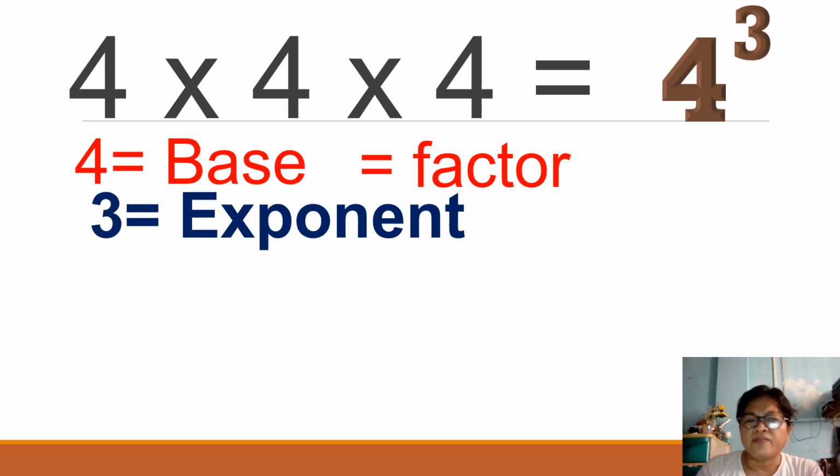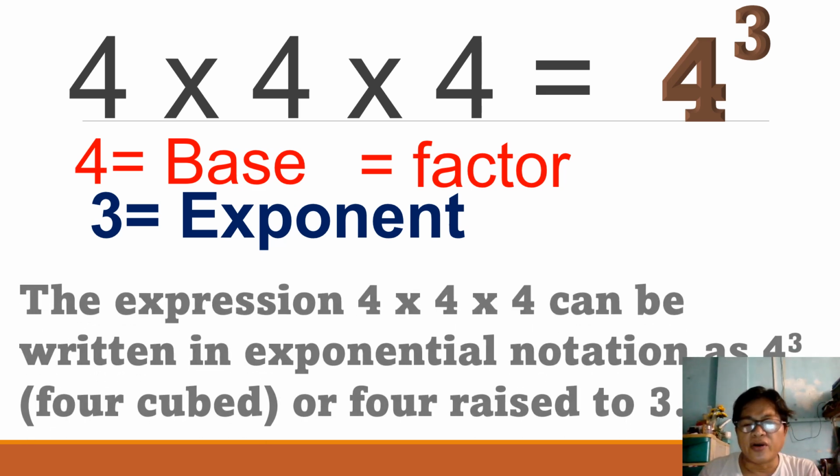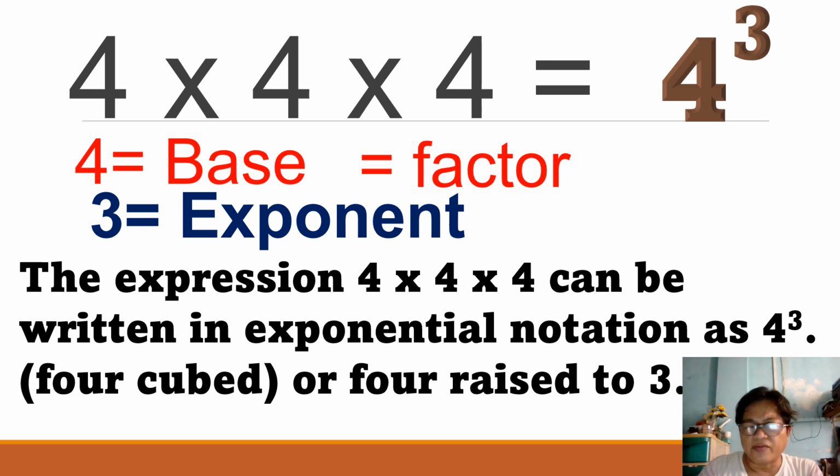So, now, we can write the expression 4 times 4 times 4 in exponential notation as 4 cubed, or you can read it as 4 raised to 3. Is it clear? Thank you.